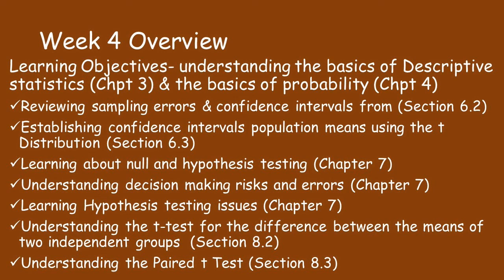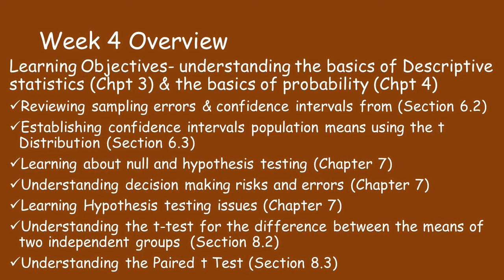This week we're reviewing a number of topics, and here's what we're looking at. We're going to be reviewing sampling errors and confidence intervals, again, from Chapter 6, and this will be Section 6.2. We're going to be looking at establishing confidence intervals and population means using the t-distribution. That's also out of Section 6.3. That's from last week as well.